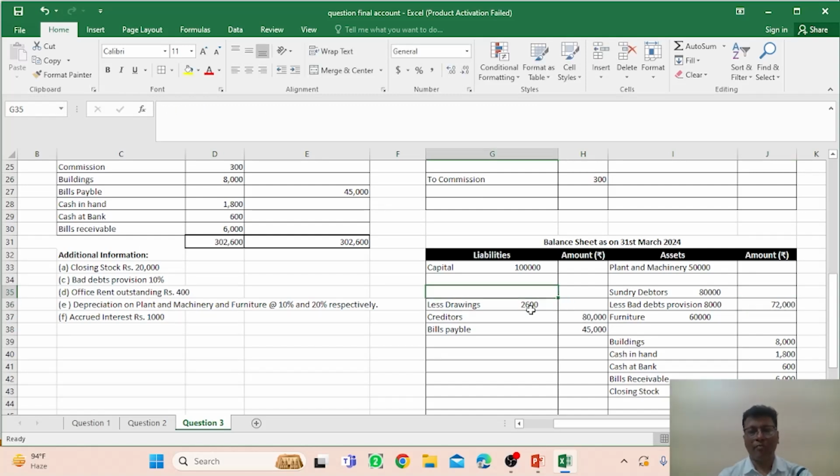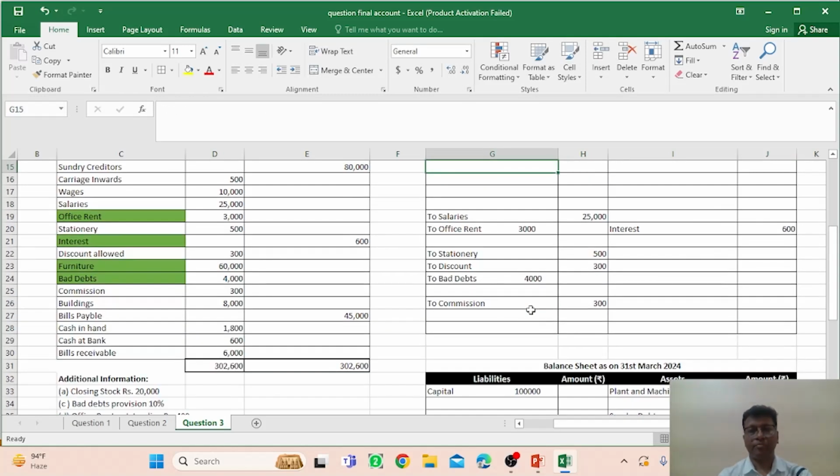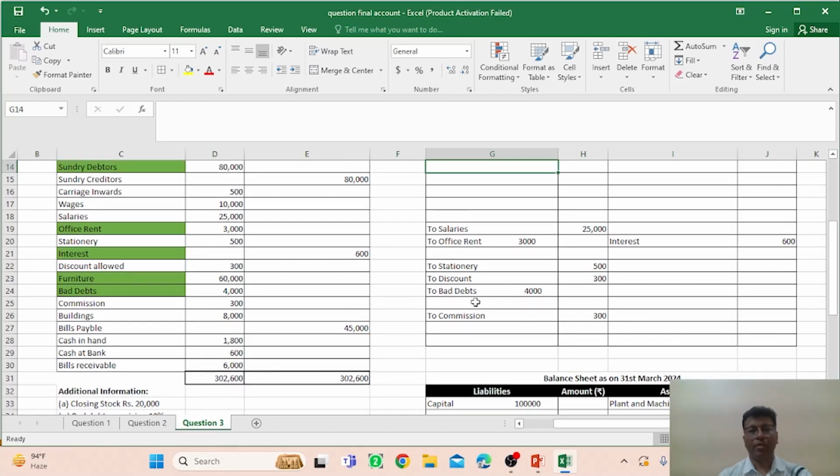And this bad debts provision should be here, and it would be added, right? Add new provision, that is the new provision for bad debts, rupees 8,000. So the total amount, rupees 12,000, would be written over there in the outer column. Clear?